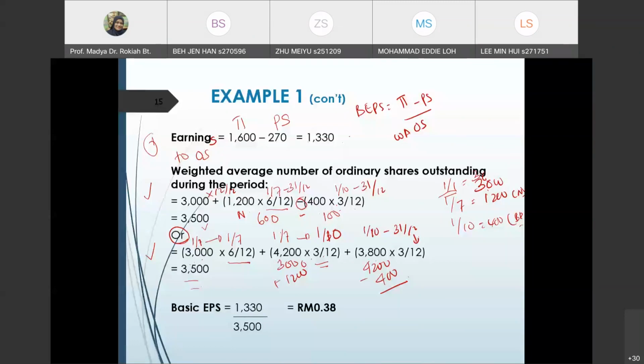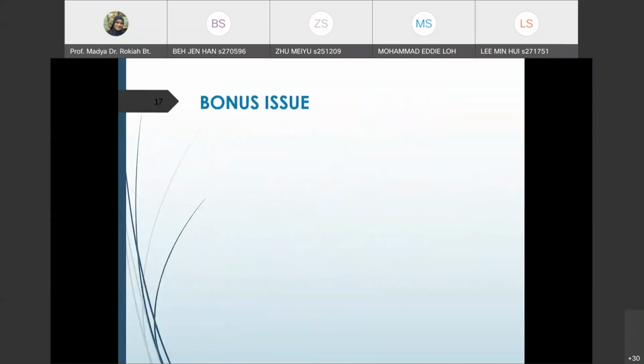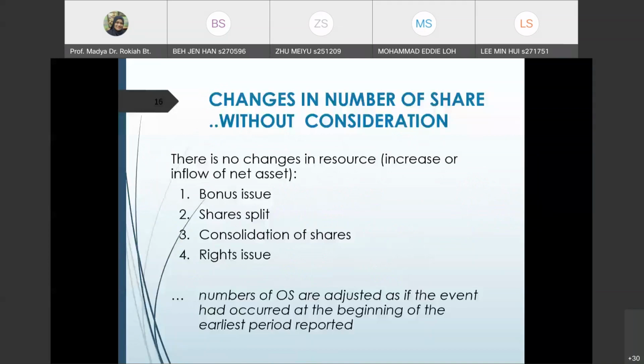Other ones we have are without consideration. This one you have to be careful with. Without consideration means that there are no changes in the resources, which means there is no increase or decrease in the net assets. So we have four types here: a bonus issue, a share split, and then consolidation of shares, which sometimes we call a reverse share split.